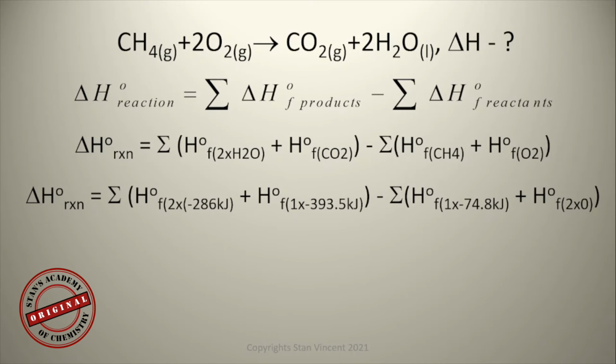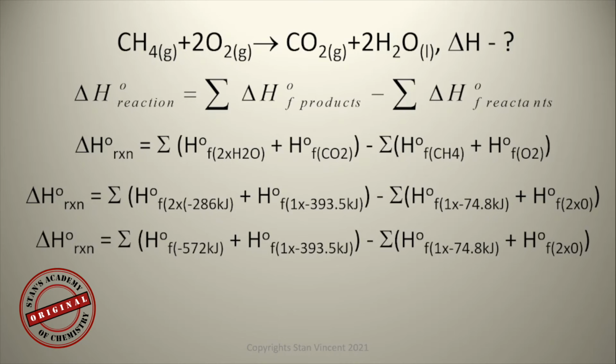That's the value for the products. And the reactants are methane and oxygen. The enthalpy of formation of methane is minus 74.8, and we have 1 mole of methane in the balanced equation, which is a reactant, plus we have 2 moles of oxygen. We have already stated that the enthalpy of formation of oxygen, or any element for that matter, is 0. So 2 times 0 gives us 0.